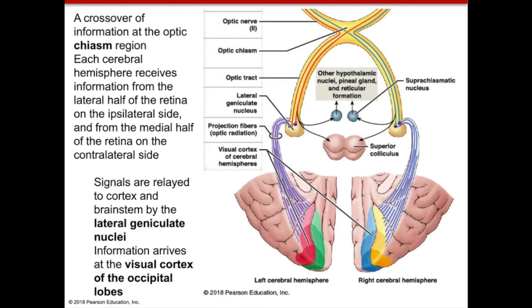From there, we need to cross the information that needs to be crossed so that the right hemisphere gets the left part of an image and the left hemisphere gets the right part of an image. That happens at the optic chiasma. From there, the fibers will project to the thalamus. We have the lateral geniculate nuclei, sometimes called the lateral geniculate body, and from there it projects to the occipital cortex.